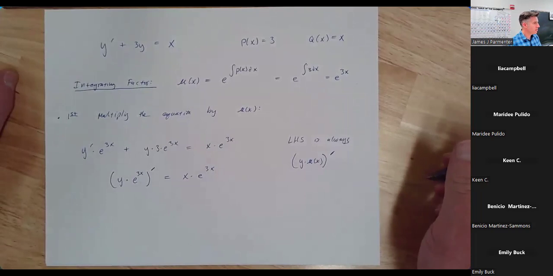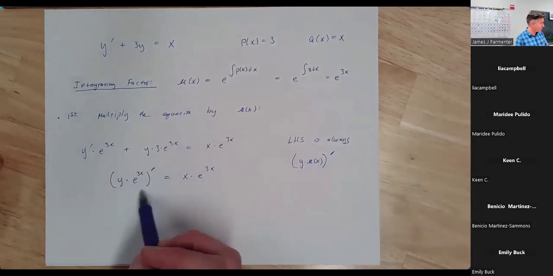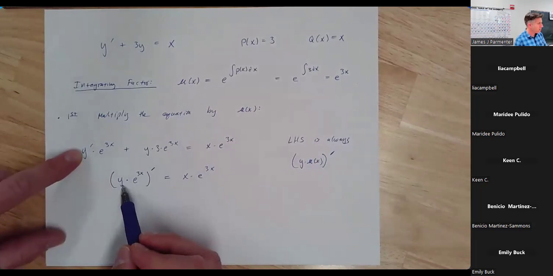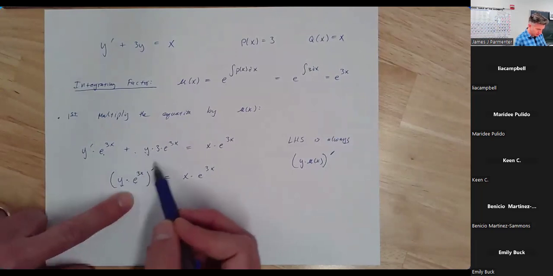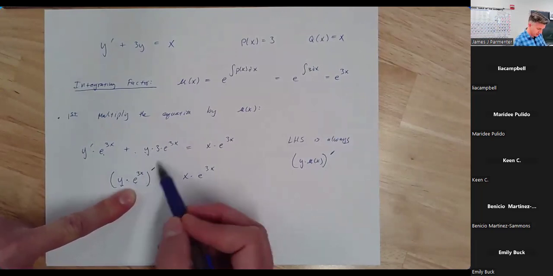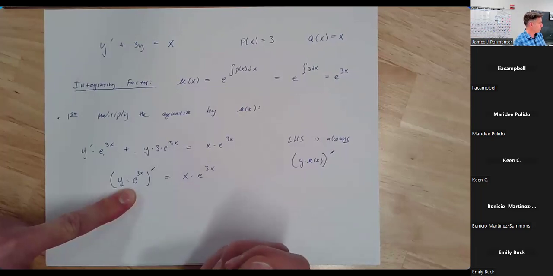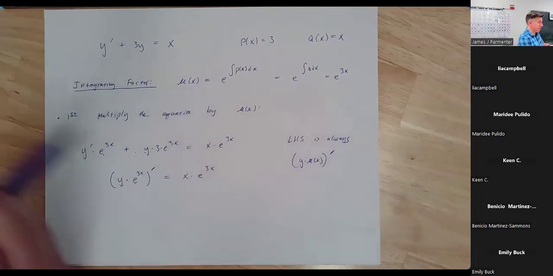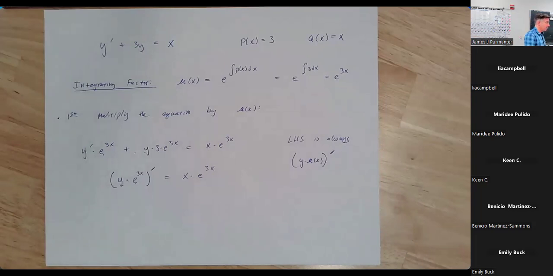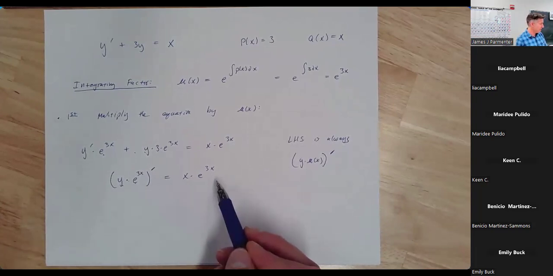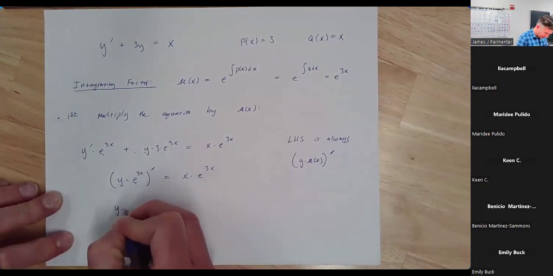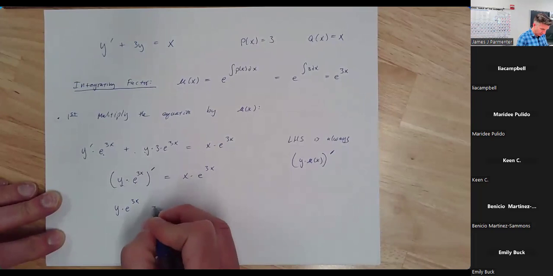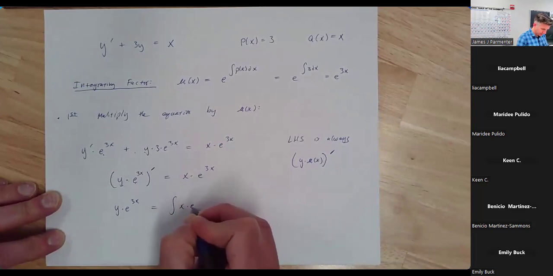Let's double check that. If you actually use the product rule to find the derivative of this, you would get the derivative of y times the other stuff, check so far, plus y times the derivative of the other stuff. And the derivative of e to the 3x is exactly e to the 3x times 3. It always works. Why it's done this way is because someone figured out that it always works this way. So the nice thing about knowing that the derivative of something is equal to something else is, if the derivative of this is equal to x e to the 3x, then y times e to the 3x on its own is going to equal the antiderivative of x times e to the 3x.